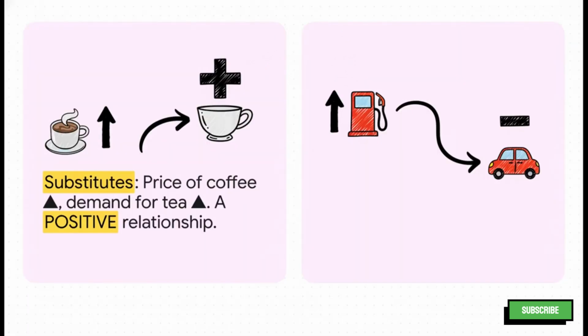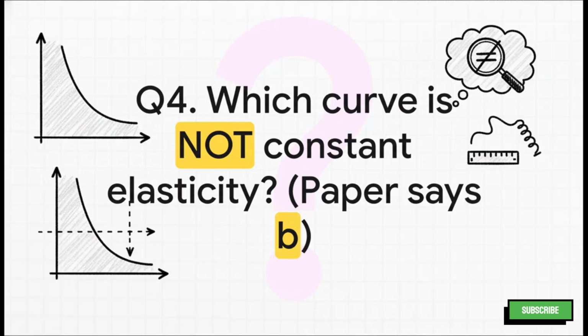And what's great about this slide is how simple it makes the concept. Just think about substitutes, like tea and coffee. If the price of coffee goes way up, people will probably drink more tea, right? That's a positive relationship. Now look at complements, like a car and gasoline. If the price of gas skyrockets, the demand for cars might go down. That's a negative relationship, which means negative cross-elasticity. Simple as that.